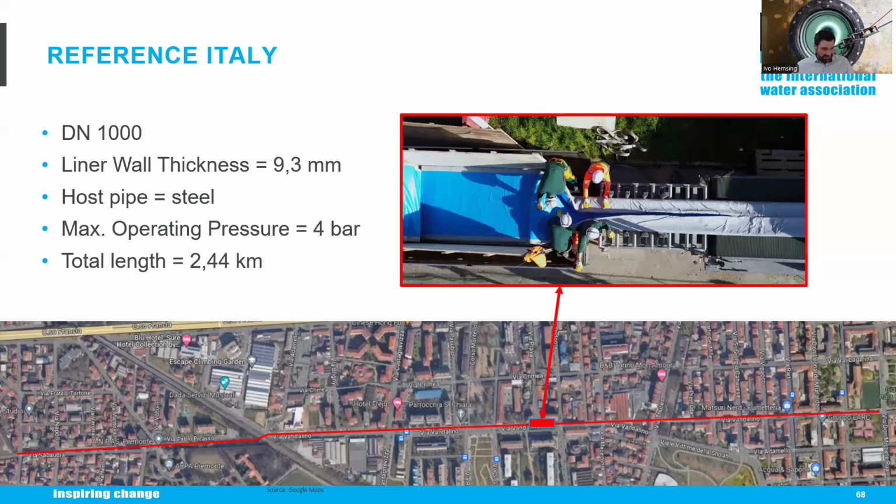And as you can see in the picture here, it's not only very urban with a lot of traffic, it was also a train station above. So it was not hard, but we had to calculate very carefully. But 9.3 millimeters, due to the standards and calculations, was completely fine.